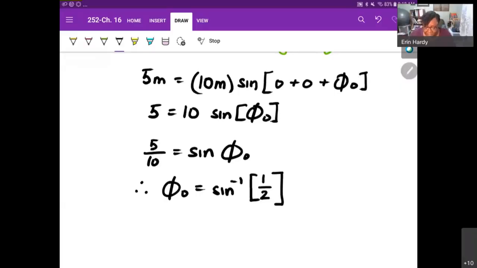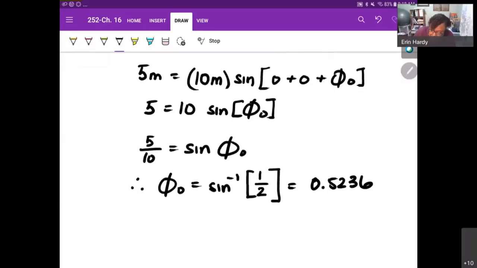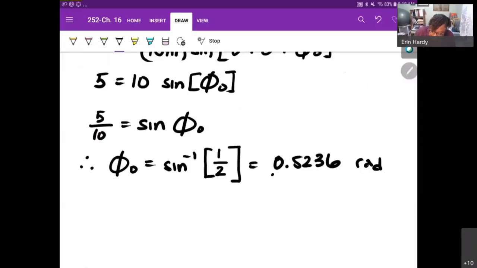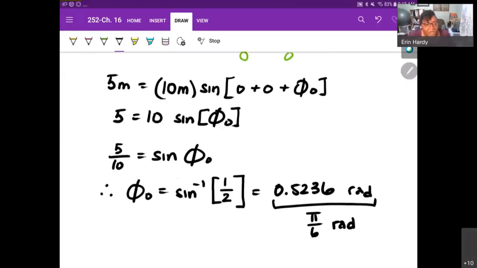So what I end up with here is a decimal, but this is something that I can express in terms of pi, like I was doing before. So this is 0.5236, let's say. This is in radians, but this quantity is equivalent to pi over 6. So now we've got the last unknown, the last thing that we need to build our displacement function.